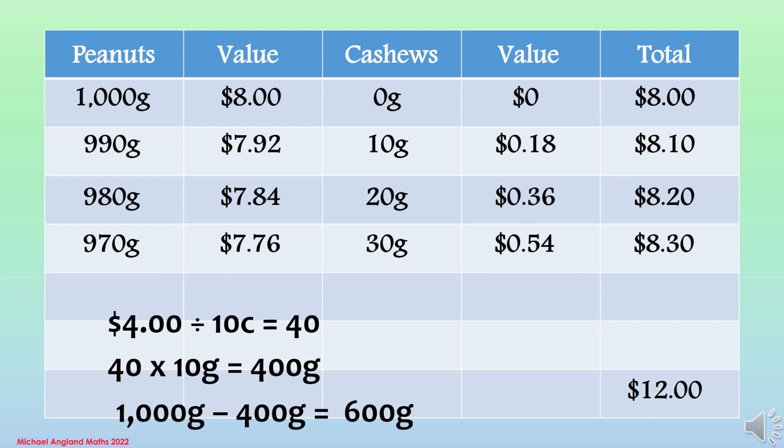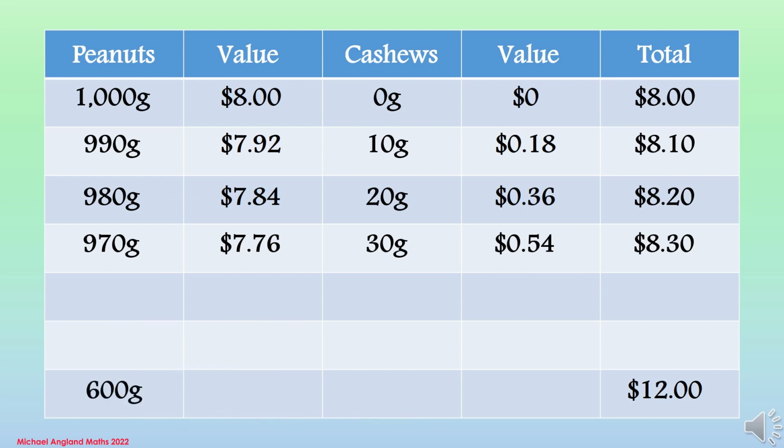So 1,000 grams minus 400 grams will leave us with 600 grams of peanuts plus 400 grams of cashews. 600 grams of peanuts is $4.80. 400 grams of cashews is $7.20. Total, $12.